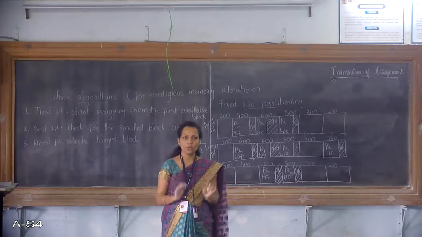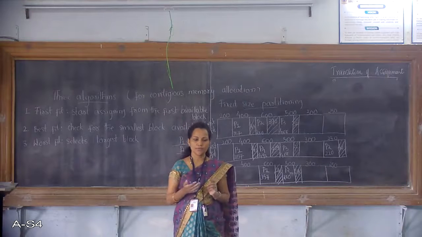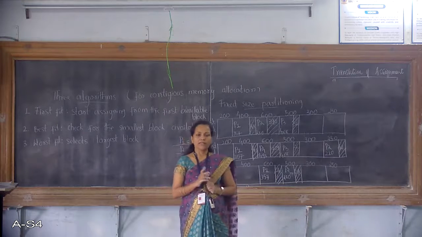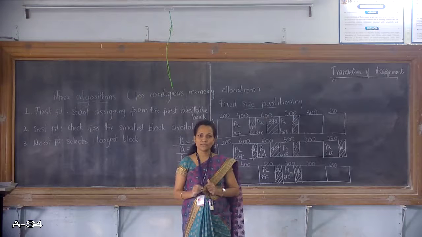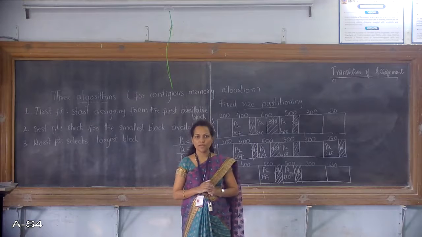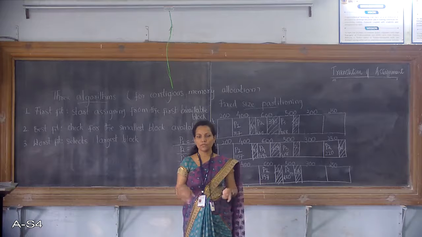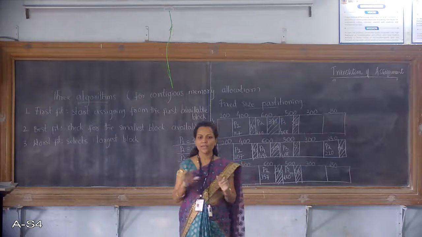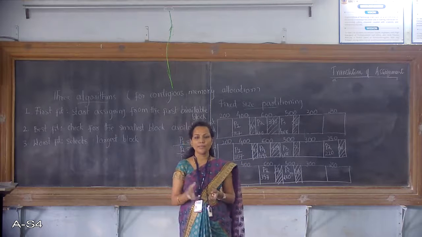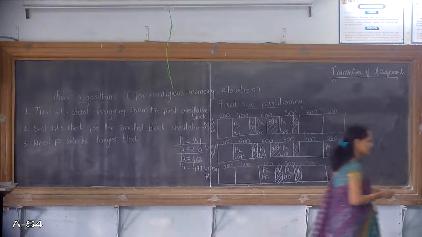Memory location only. That is continuous memory allocation. Then in that we have two schemes. One is fixed size partitioning, the other one is variable size partitioning. In fixed size partitioning, we have converted the big memory piece into small chunks.